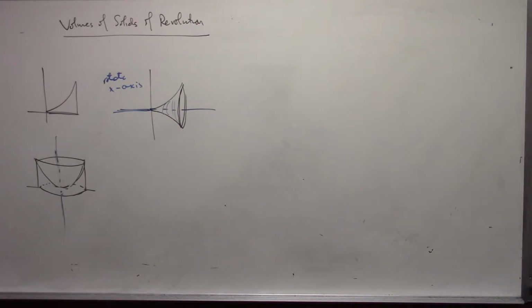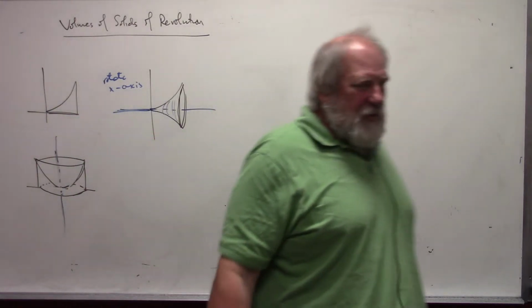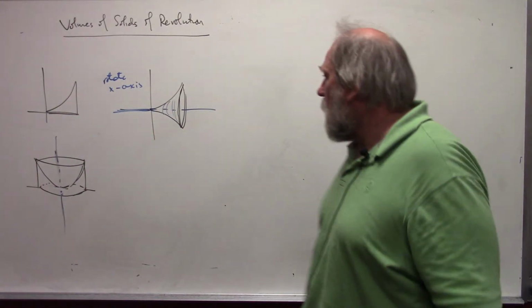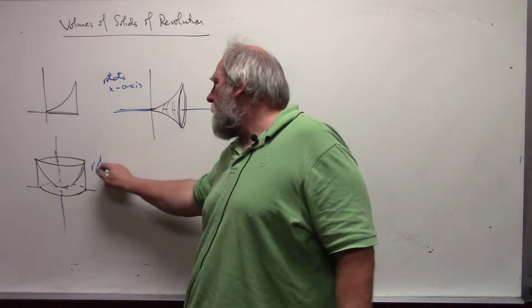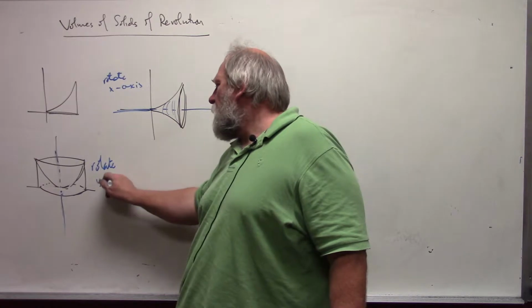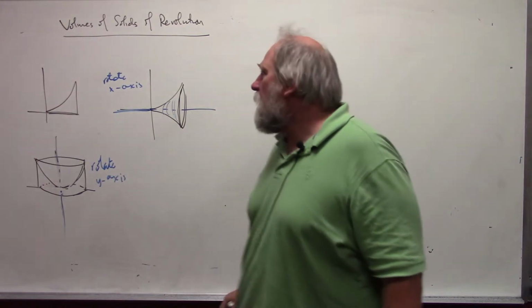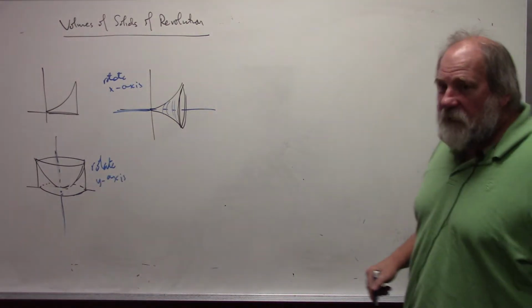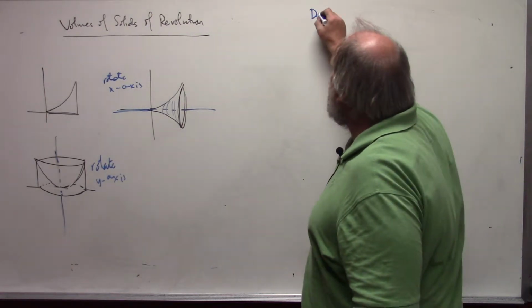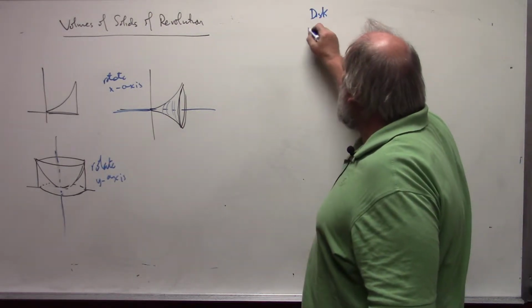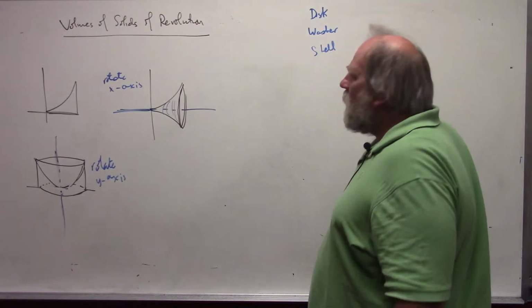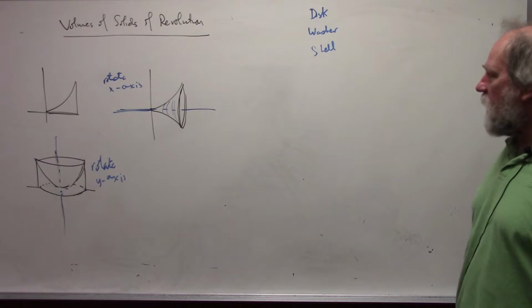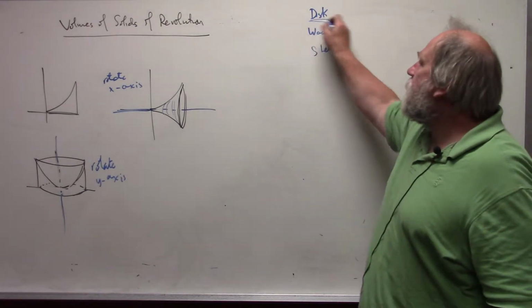And there are actually 3 different methods depending on the shape and the axis that we rotate. This would be rotated around the y-axis. There are actually 3 different methods that we can use. The 3 methods are called the disk method, the washer method, and the shell method. And so this video is going to deal with the disk method.